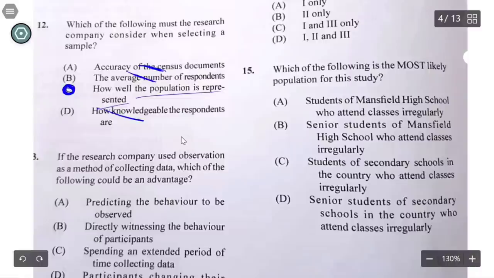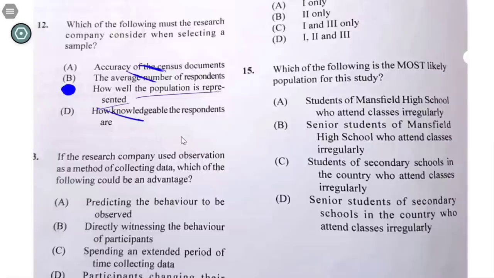What is meant by the population being represented well is that, for example, let's say there are 25 students in a class, and let's talk about one senior class for now. Now, there are 25 students in a senior class, and 20 of them attend classes quite regularly, with a flawless attendance record, and five students attend very poorly.